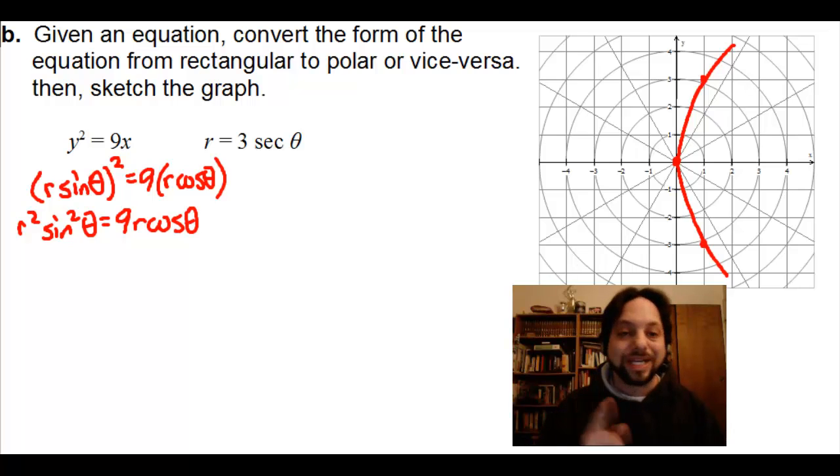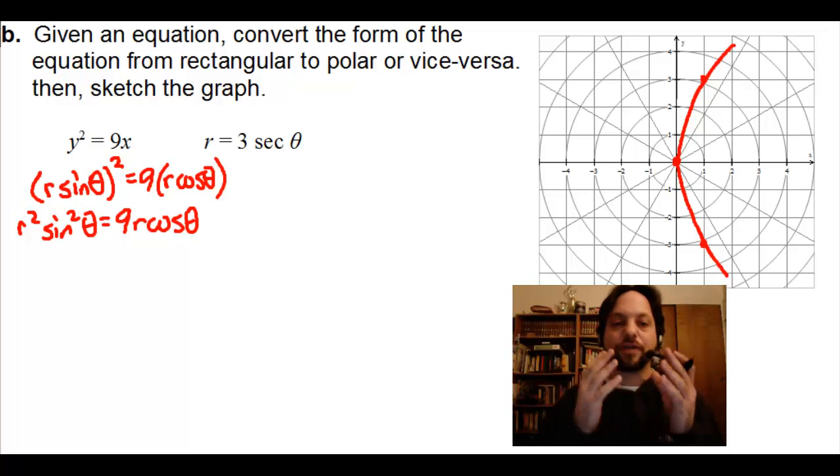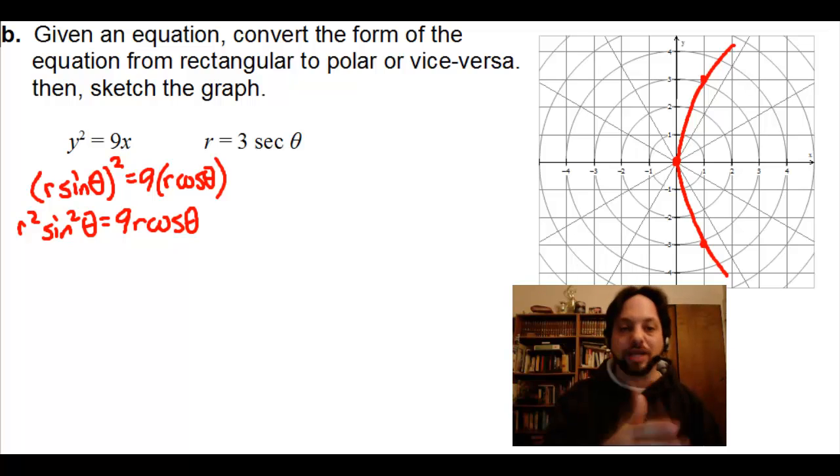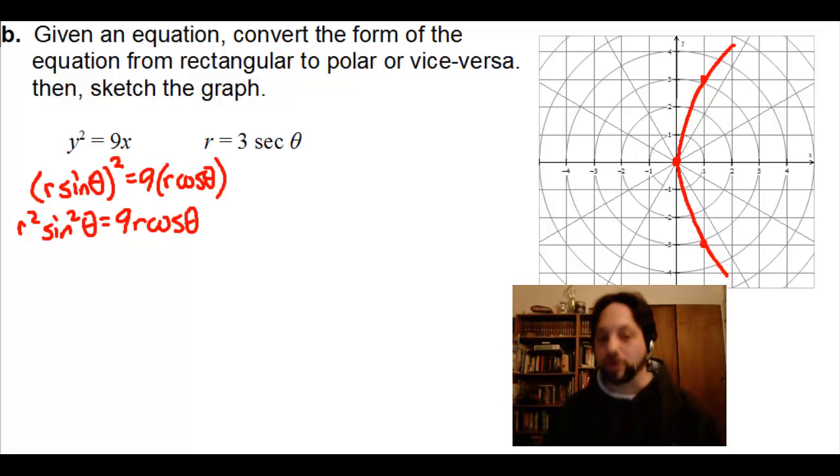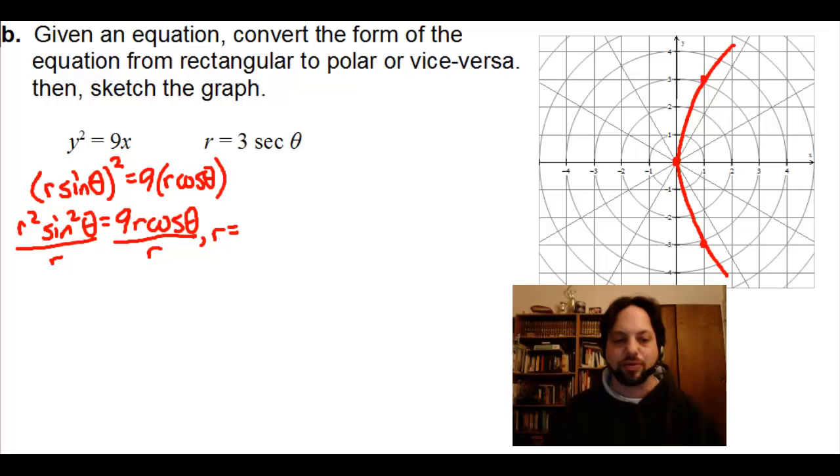All right, so all we need to do now is a little bit of algebra. We need to solve for r. We want an equation that says r equals something with theta in it. Notice that I do have r squared over here, and I do have r over here. So what I'm going to do is divide both sides by r. And if I do that, of course, I should put a restriction that r cannot equal 0. If r did equal 0, I'd be in trouble with what I'm doing here, so I'll just toss that value out. And what I'll end up with is r sine squared of theta. And then over here, the r's will cancel out, and I'll just be left with 9 cosine of theta.